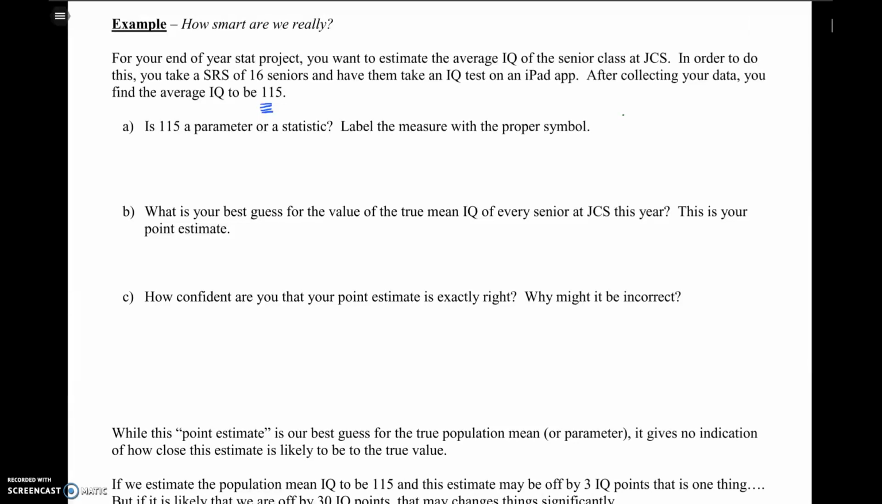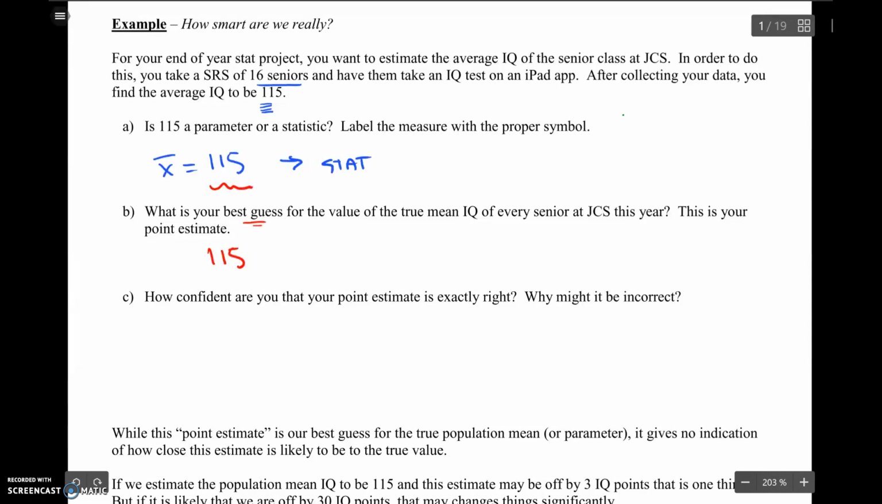Is 115 a parameter or statistic? Let's read here. After collecting your data, you find the average IQ to be, so that sounds like that's the average of the 16 seniors. So that would be an X bar. And that is a statistic. What is your best guess for the value of the true mean IQ of seniors? Well, I don't know about the best guess, but this is our only guess. So 115 would be our best guess. This is your point estimate.